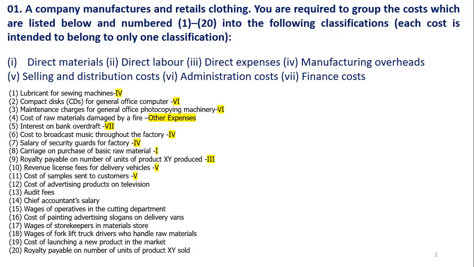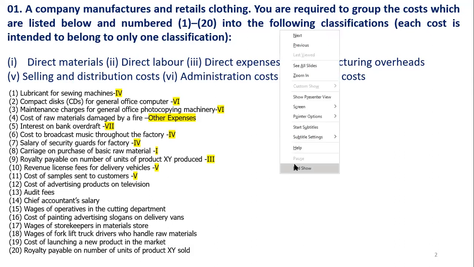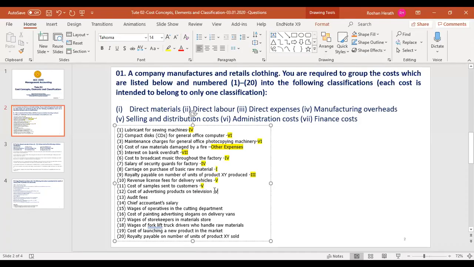Then we have the next one, the 12th one, cost of advertising products on television. So not only that, you need to engage in other promotions. So you may be going for advertising. If you go for this advertising, what about that? Again, it fits with selling and distribution. Very correct.